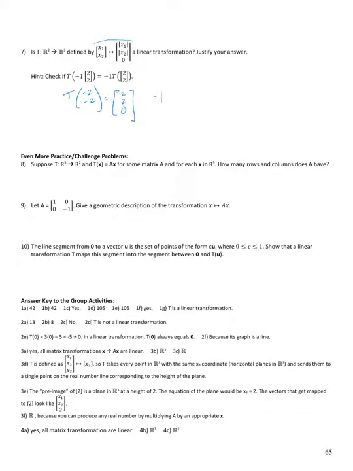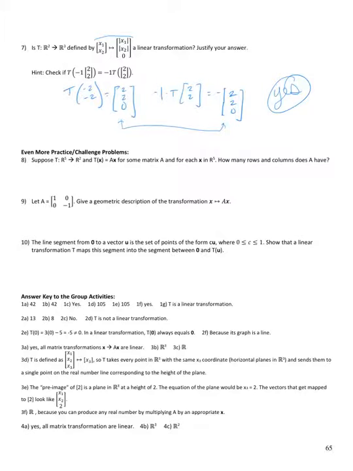And then negative 1 times T of 2, 2. It's going to be negative 1 times the absolute value of x1 is 2, absolute value of x2 is 2, 0. All right, these two appear to be the same. I'm going to go out on a limb and say that yes, this is a linear transformation.